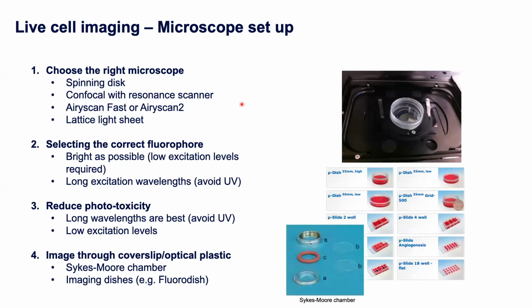Next thing to think about is the microscope setup for live cell imaging. For example, which microscope are we going to use? Do we have access to a spinning disk system? Do we have a confocal microscope with a resonance scanner, which scans the sample a lot faster and therefore is a lot more gentle? Some microscopes are equipped with AreaScan, which allows either this fast mode or multiplex modes in AreaScan 2. Again, it just scans the sample a lot faster and is therefore a lot more gentle.